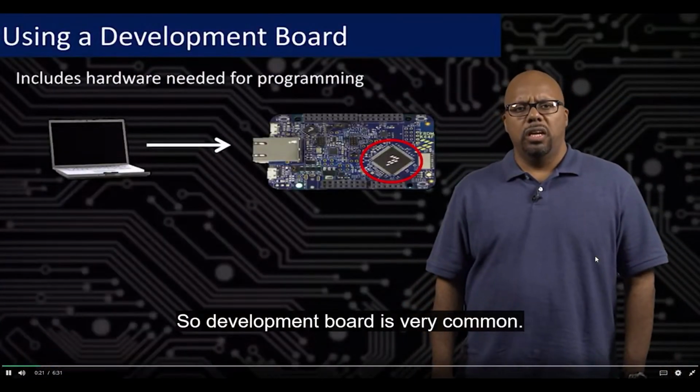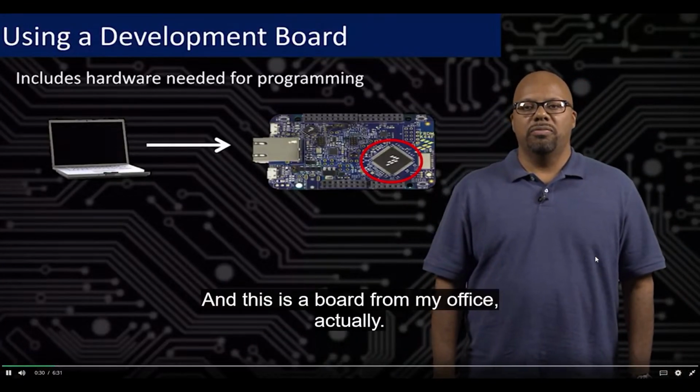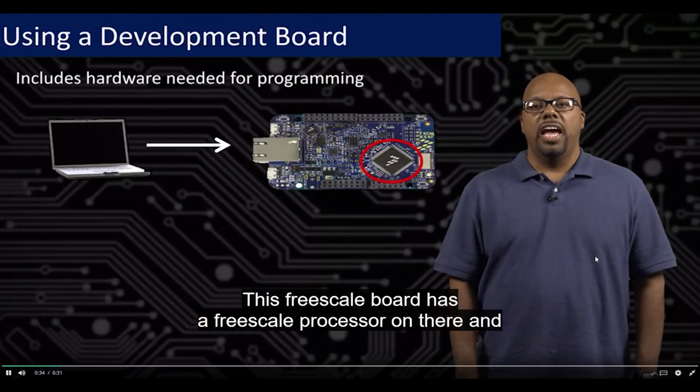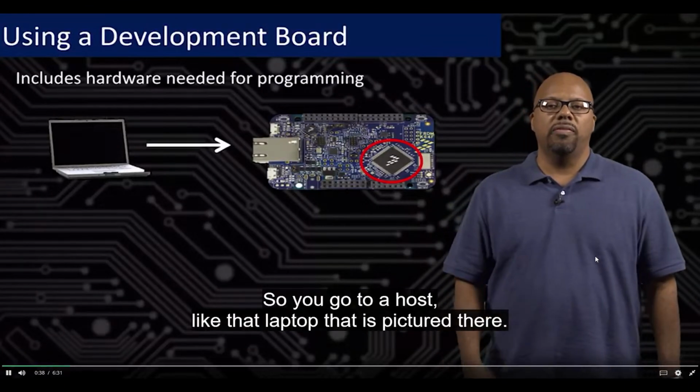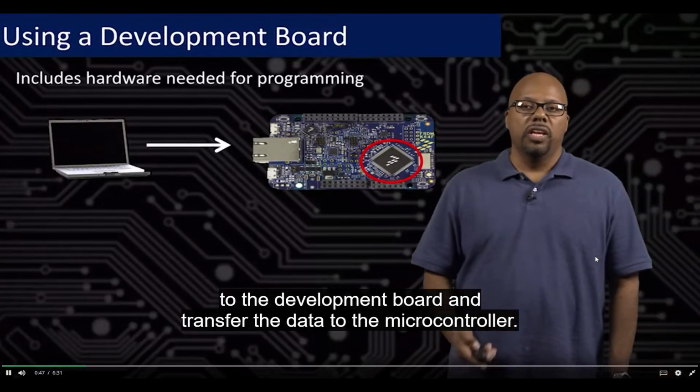Development boards are very common. On the development board, circled in red is a microprocessor, a microcontroller. Actually, in that case, it looks like a Freescale. Yeah, and this is a board from my office, actually. This Freescale board has a Freescale processor on there, and you can program it from a host. So you go to a host like that laptop pictured there, you type in the code, you compile the code, and you connect the host to the development board and transfer the data to the microcontroller. So you usually do your programming on the host.